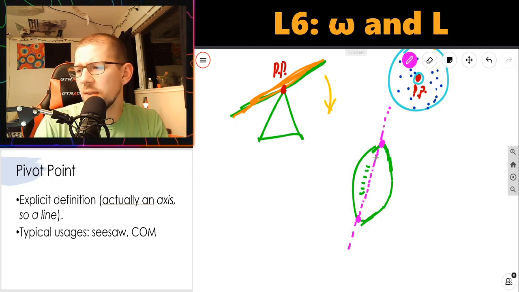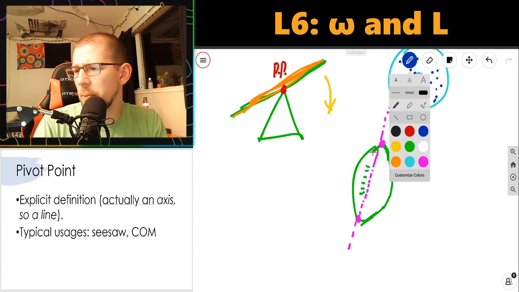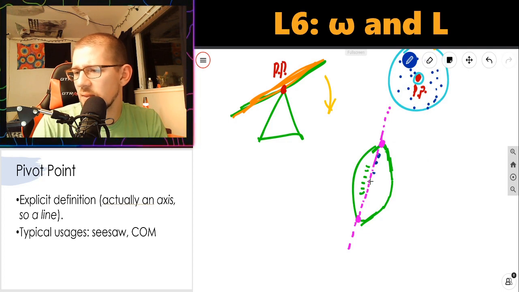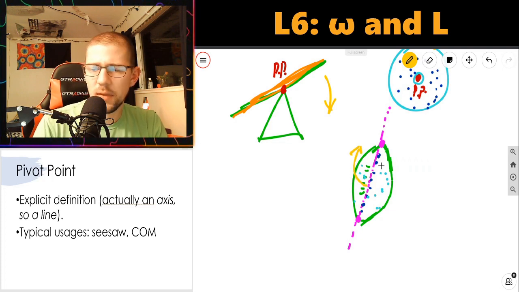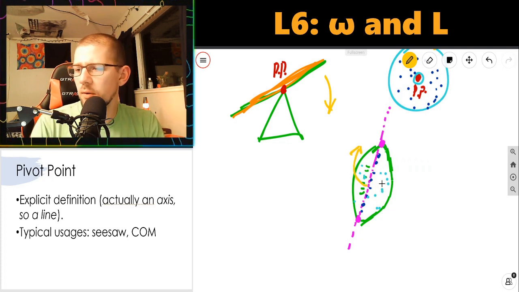So all of these points along this little axis are pivot points in the sense that they stay in the same place during the rotation. All the points outside of them are going to rotate during this rotation of this football. Let's say the football's rotating this way, okay, around the pink axis here.